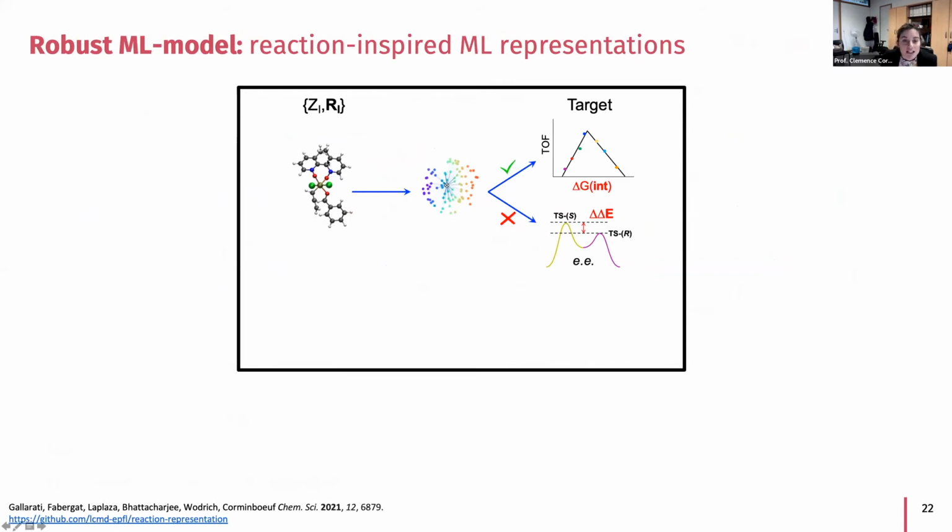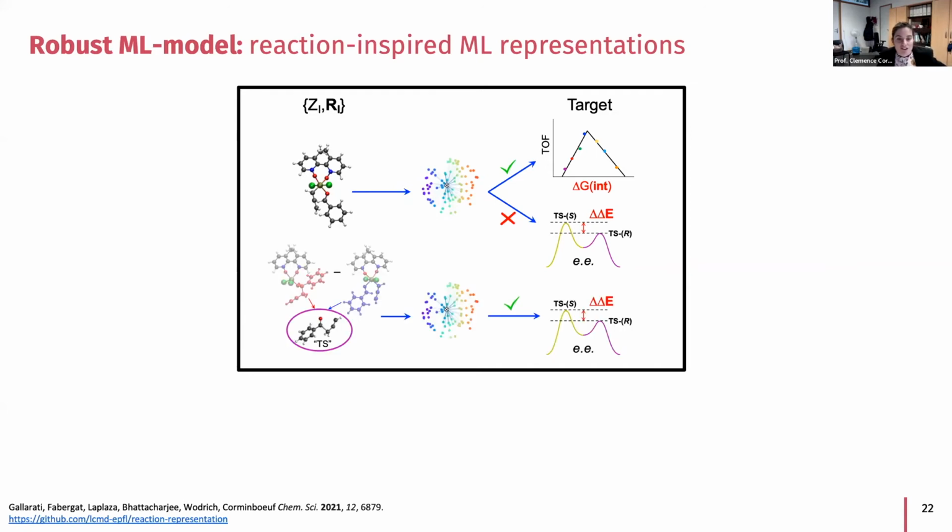I told you before that what we usually map is one structure, one property. And this works quite well for this volcano x-axis that I showed you before. But if the property that you're trying to target is, for instance, an activation barrier that actually depends not on one geometry now, but on two intermediates, the one from before and the one from after, this mapping of one structure to one property is going to be difficult if the property is complex.